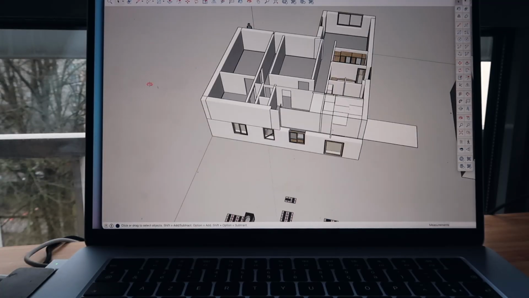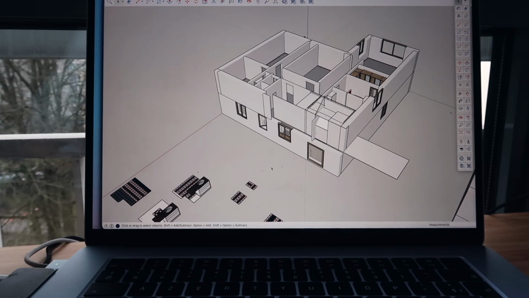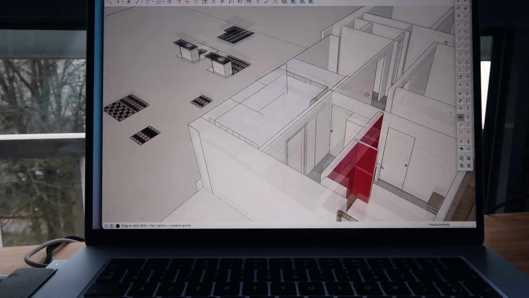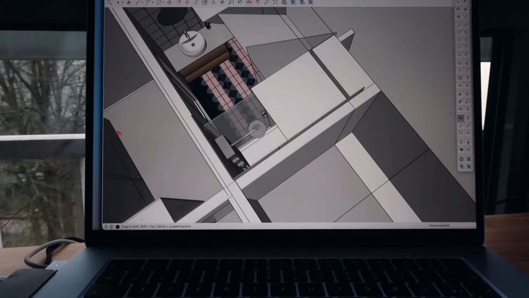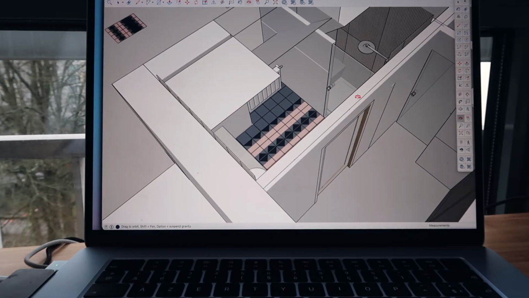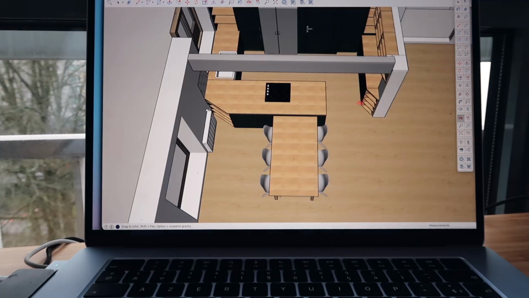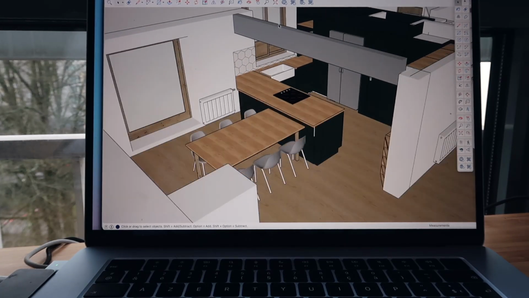So let's do a little bit of SketchUp. This is the model. It's quite massive and we're actually only working on this one, which is actually just the bathroom, and I have to make quite a lot of changes. So we have the bathroom and we also have here the kitchen, and I also have to make some changes on this one.